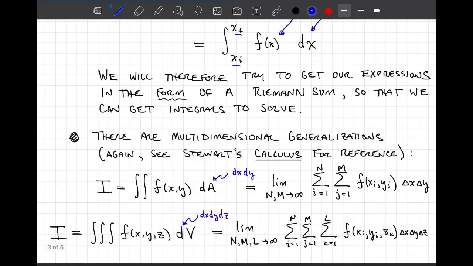One last thing about this math: there are multi-dimensional generalizations of this. So if you're in 2 dimensions, you could have an integral of a function of 2 variables, some surface over 2 variables, integrated over area chunks, and this is dx times dy. That is by definition just the limit as 2 different numbers of segments go to infinity, where you chop up both the x and the y directions, and then same thing for the 3-dimensional case, where you now have 3 sums there.